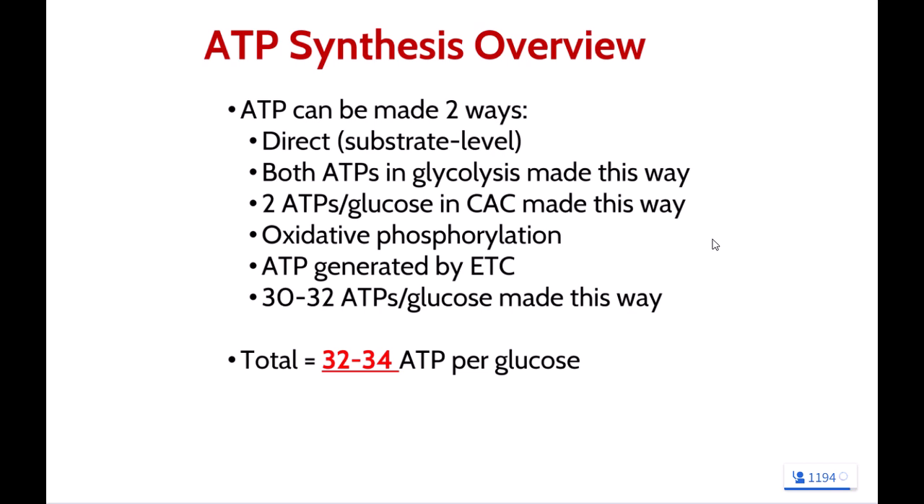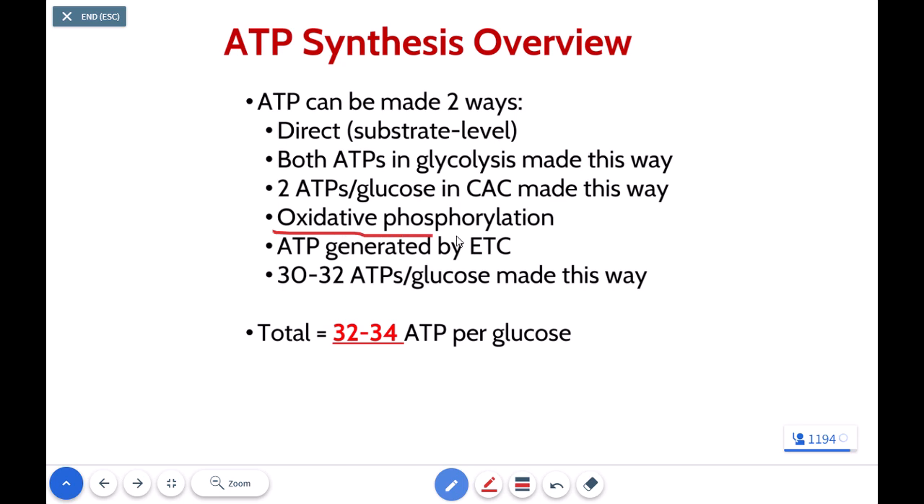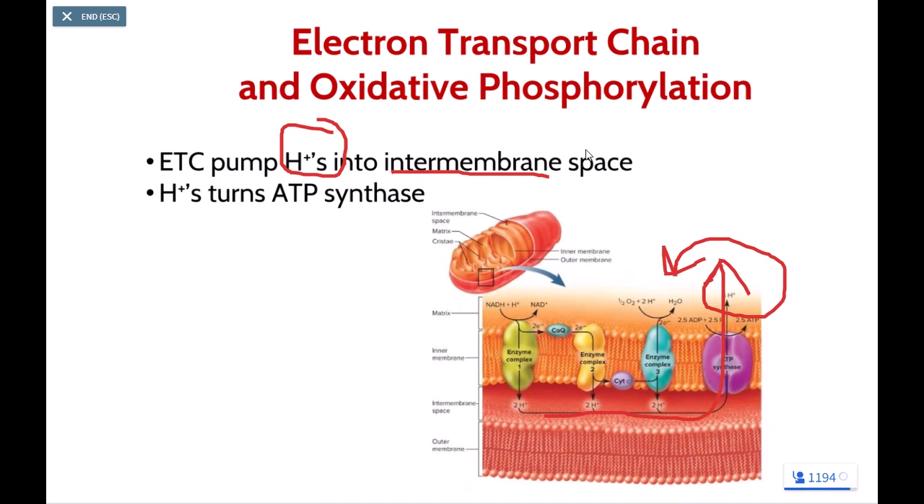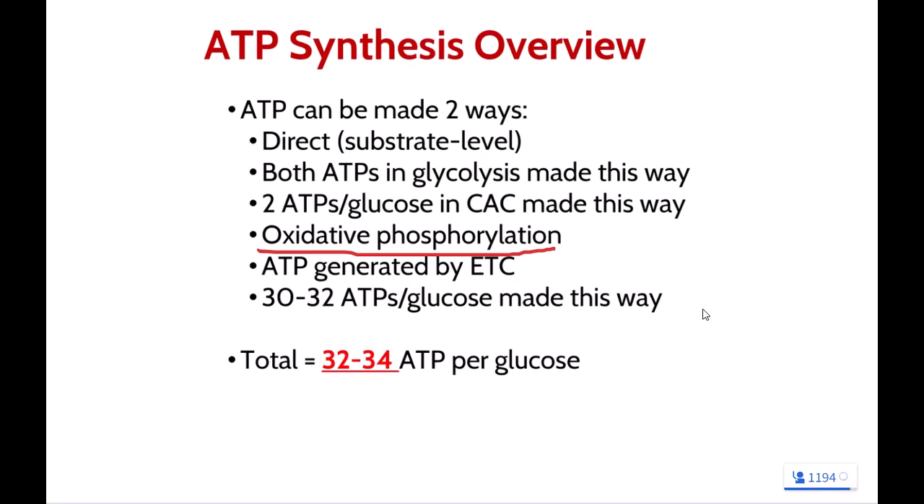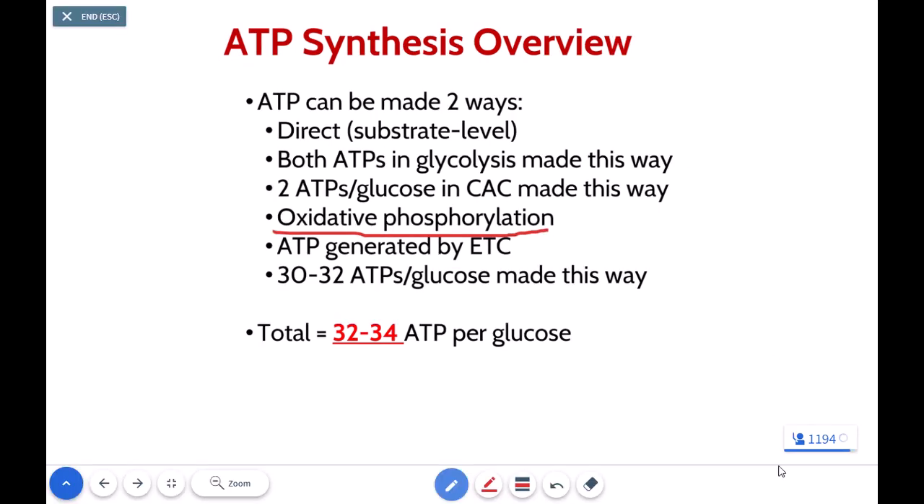Another way that we make ATP is with oxidative phosphorylation. In other words, we use the proton gradient in the electron transport chain to cause ATP synthase to spin. Using the electron transport chain to power ATP synthase, or oxidative phosphorylation, makes most of our ATP. So if we think of it in terms of a per glucose molecule, we make 32 to 34 net ATP per glucose molecule with aerobic respiration.